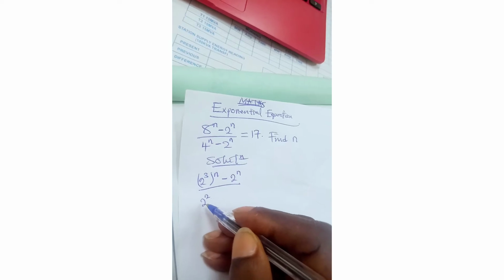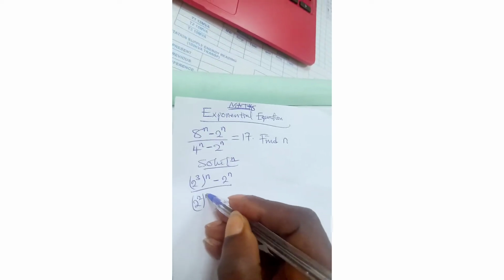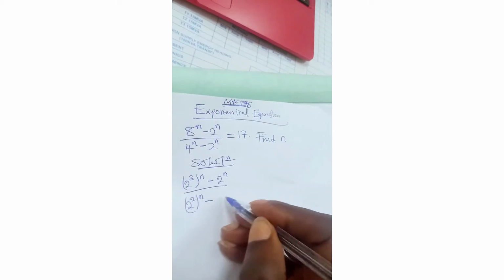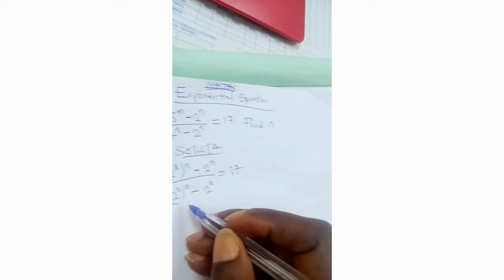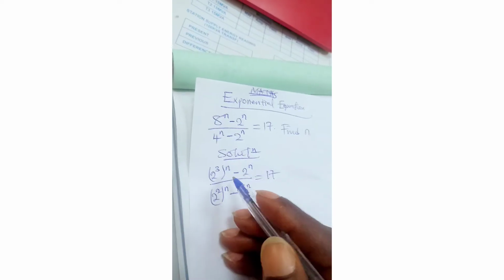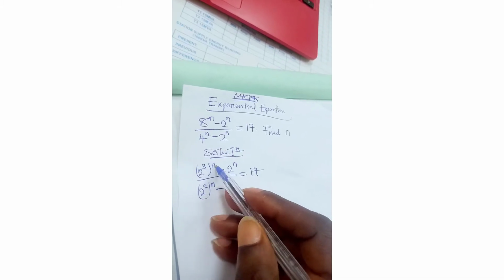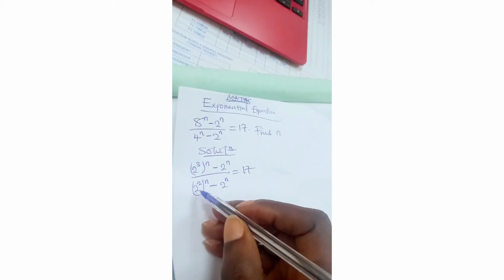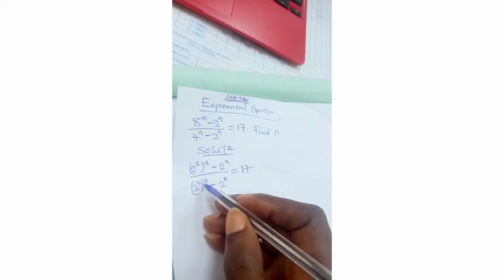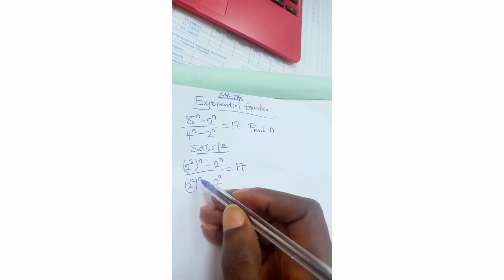That is, 4 is 2 times 2, right? That's 2 raised to power 2, everything into power of n, minus 2 raised to power n is equal to 17. Now, if you look at this very well, you realize that this is the multiplication law of indices: 2 raised to power 3 into bracket n is from the multiplication law of indices, the same thing as 2 raised to power 2 into raised to power n.